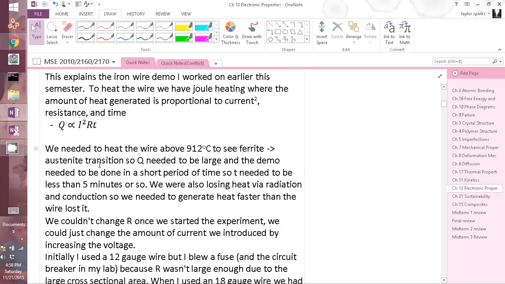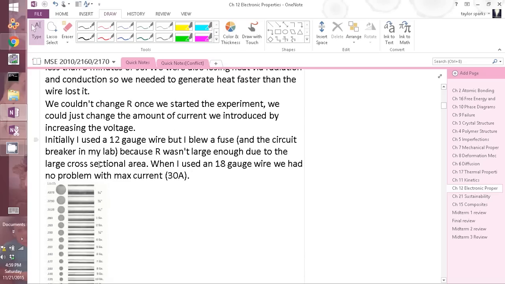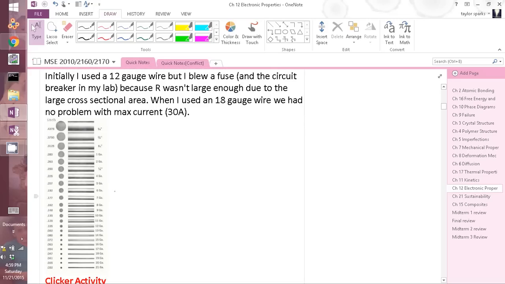Now when I first did this demo, I knew that I couldn't wait all day for this wire to heat up to 912 degrees Celsius, so I needed it to be done in a short period of time, something like 5 minutes. And I also knew that if I picked a wire that was too weak, it would break. So for my first estimate, I picked 12 gauge wire. 12 gauge wire is pretty thick. As you go up in gauge number, the wires get smaller and smaller. So I started out with 12 gauge wire.